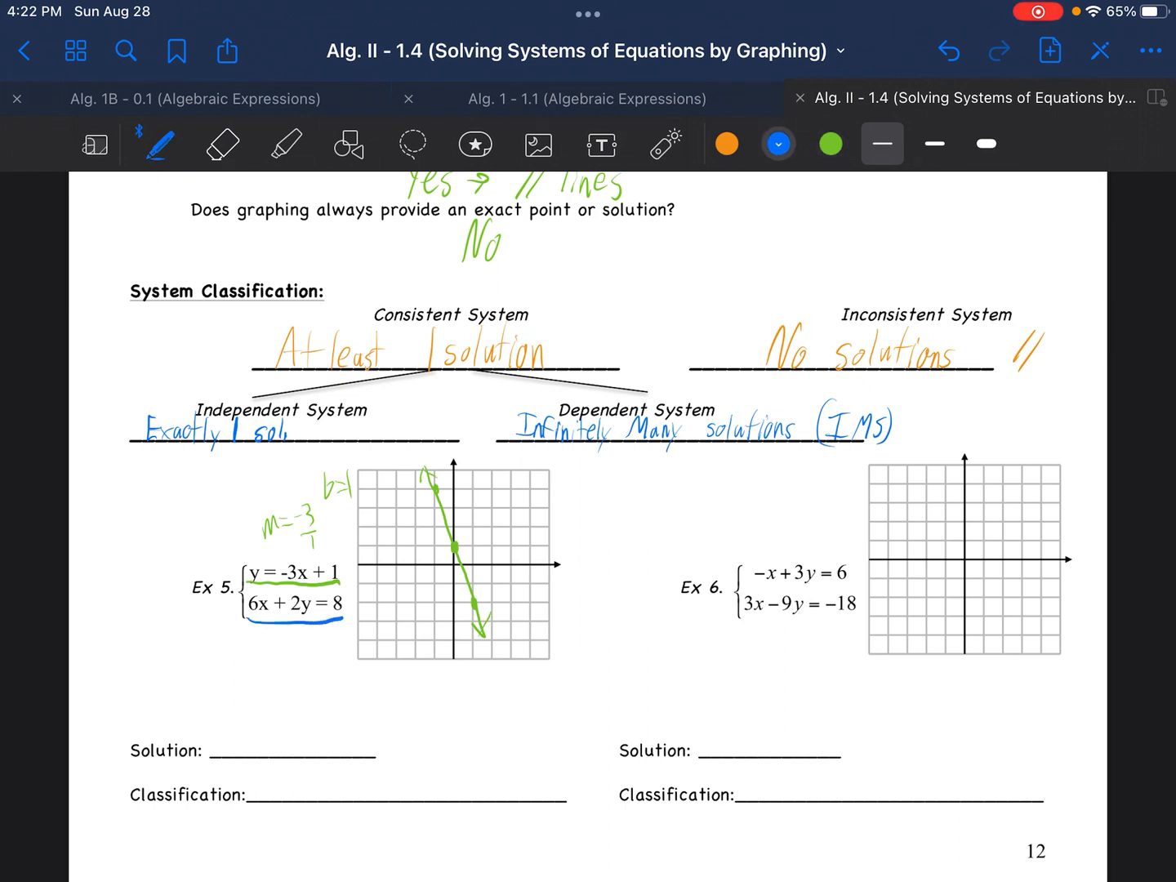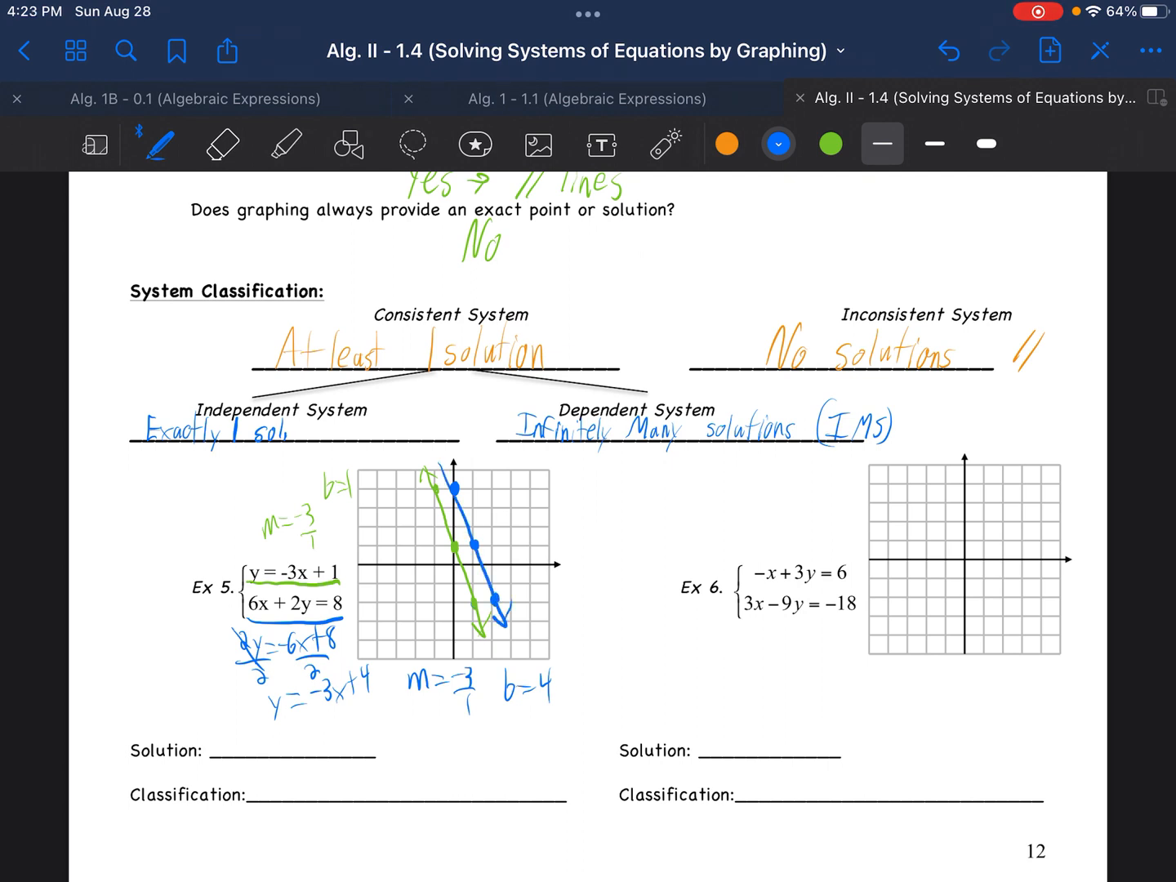My other equation, unfortunately, it's not solved for y. So I'm going to subtract 6x from both sides and get 2y equals -6x plus 8. Then divide by 2. Get y equals -3x plus 4. So this time the slope is -3/1 and the b is 4. Begin with the b. And I'm going to go down 3 from there, right 1 from that point.